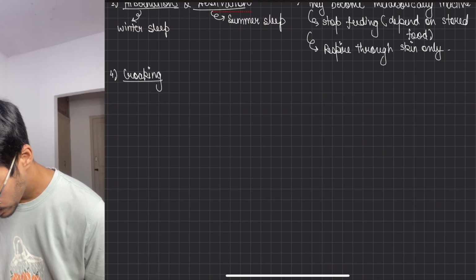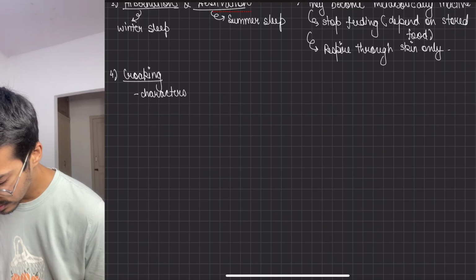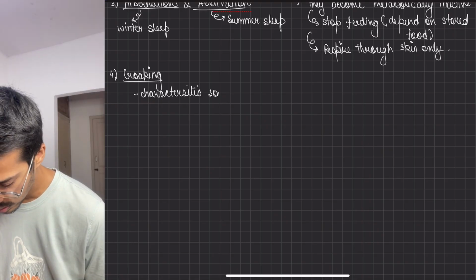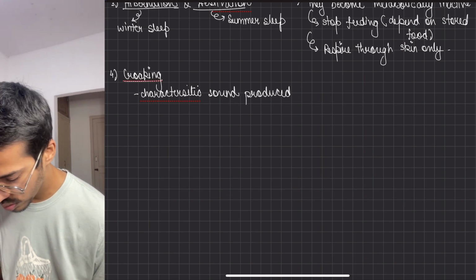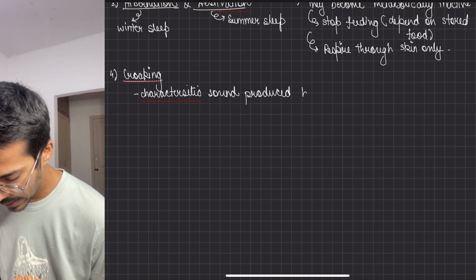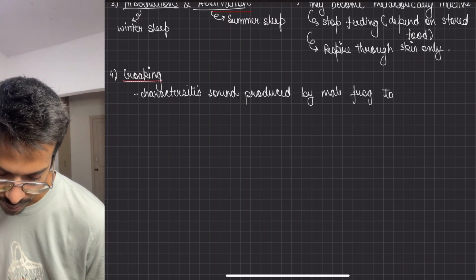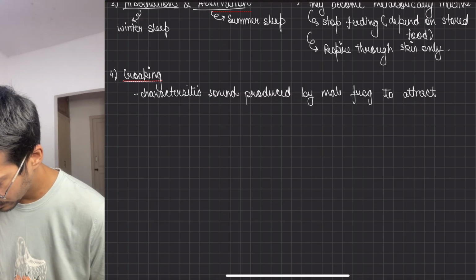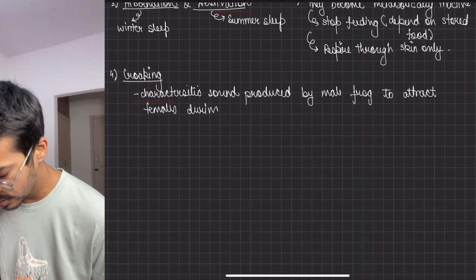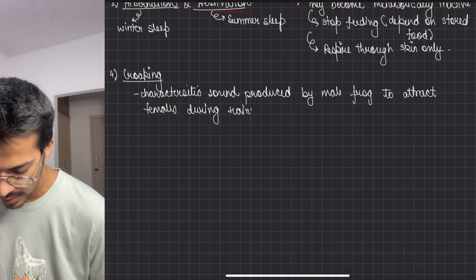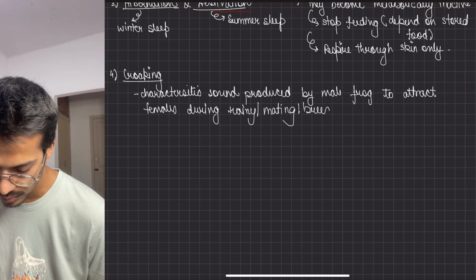Okay, so it is what? Characteristic sound. Croaking is the characteristic sound produced by the male frog to attract females during the mating season. That is normally the rainy, mating, breeding season.